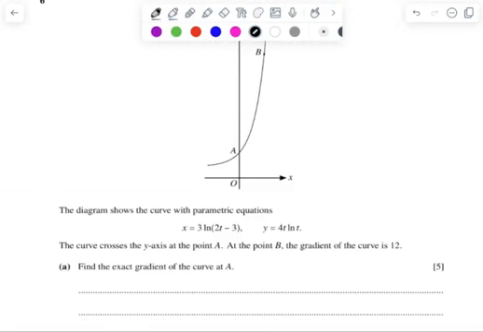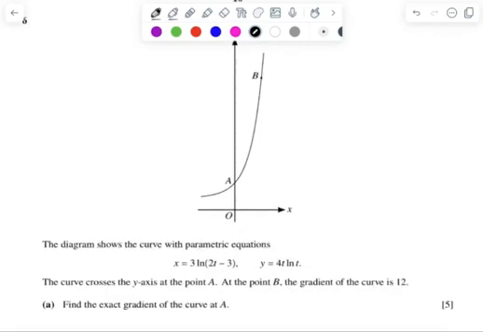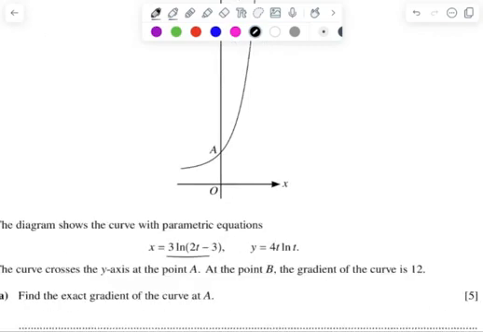All right, let's jump into question 6. The diagram shows a curve with parametric equations. Okay, so when I look at this, I see a ln. So this has got an inner function in it. And here what I'm seeing is the product rule.